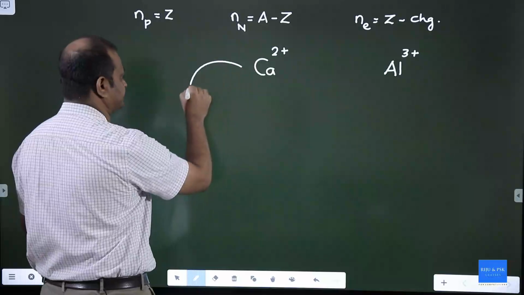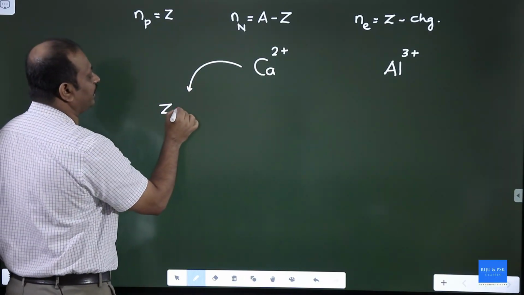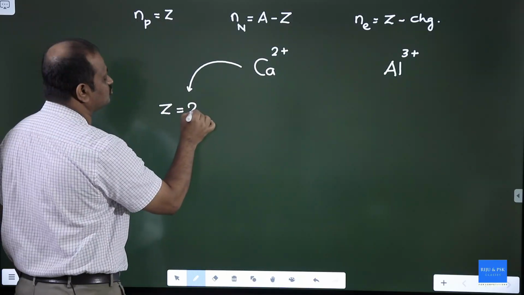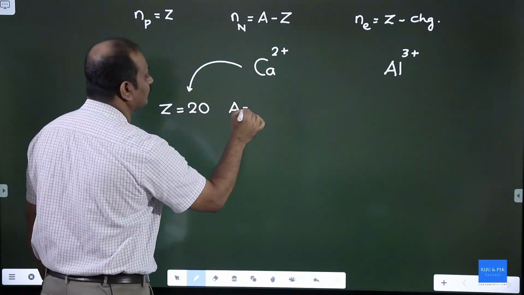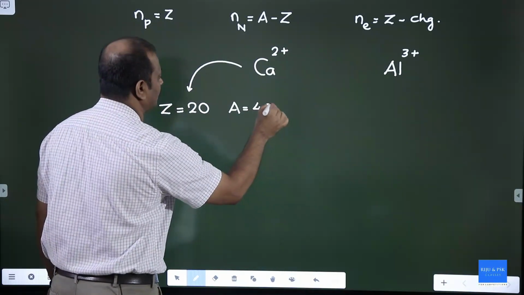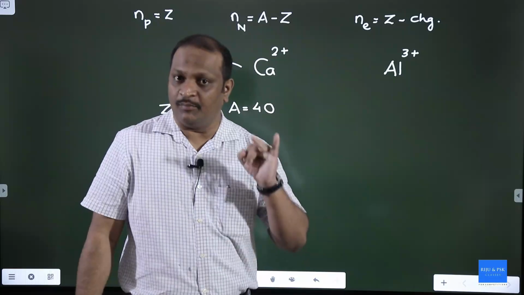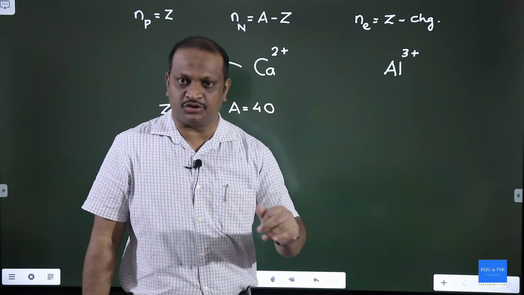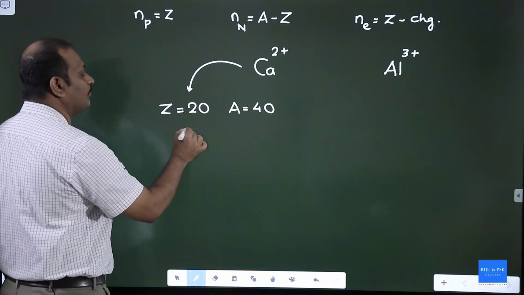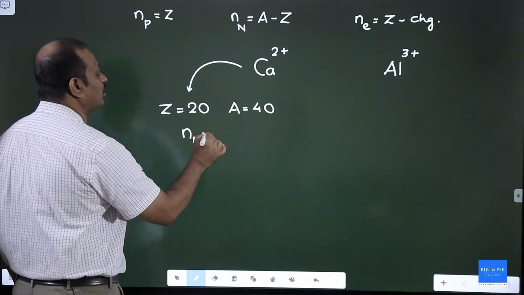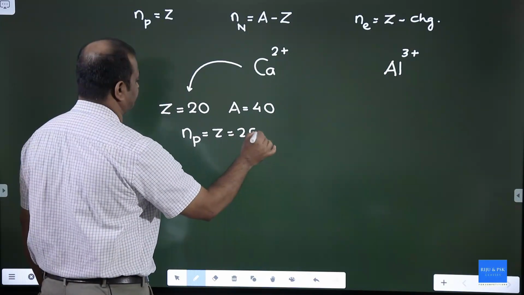So for calcium, what is the atomic number? I can write here, atomic number of calcium is 20. And what is its mass number? Mass number equals 40. Now our question is the same: number of protons, number of neutrons and number of electrons. So listen, all of you. First of all, we have the number of protons. Number of protons equals Z, which is 20.